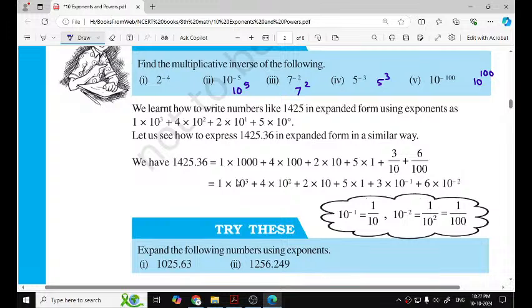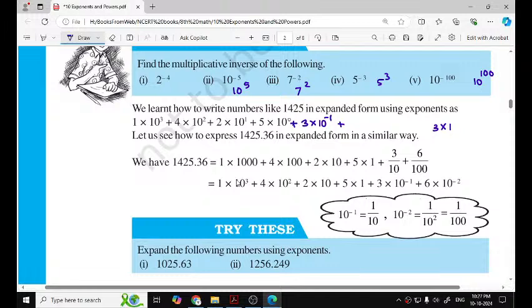So now if we want to write down 1425.36, that is 1425 plus 0.36, then this part is the same. For this 3 we write 3 into 10 raised to minus 1. The power will go on decreasing.